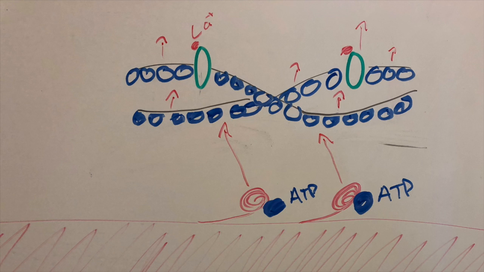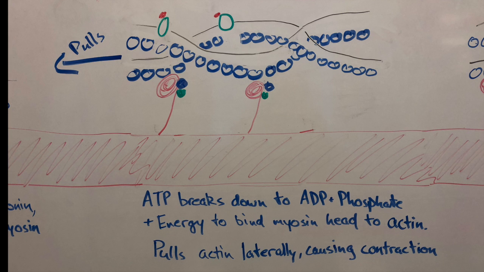Since the myosin wants to connect with the actin, the ATP is broken into ADP and phosphate. With that release of energy, the myosin head is able to move and connect to the readily available actin. Once attached, the myosin head pulls the actin laterally, causing contraction. This is the same action that pulls the Z discs together.